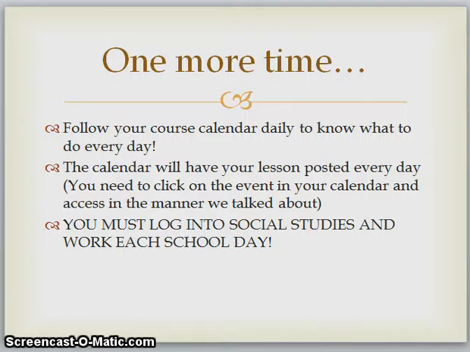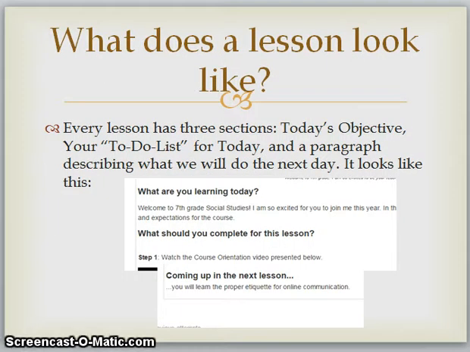Let's move on to see what a lesson looks like. Every lesson has 3 sections: an objective, or a what are you learning, your to-do list for the day, and a paragraph describing what we're doing the next day. I call that the coming up. It looks like this. So this is from 7th grade, but it's the same structure. What are you learning today? You are learning about the expectations for the course. What should you complete? You're starting by watching the course orientation video. And coming up, you're going to learn a little more about online etiquette, and you're also going to learn how to navigate your textbook. So look for those 3 bolded items every day.